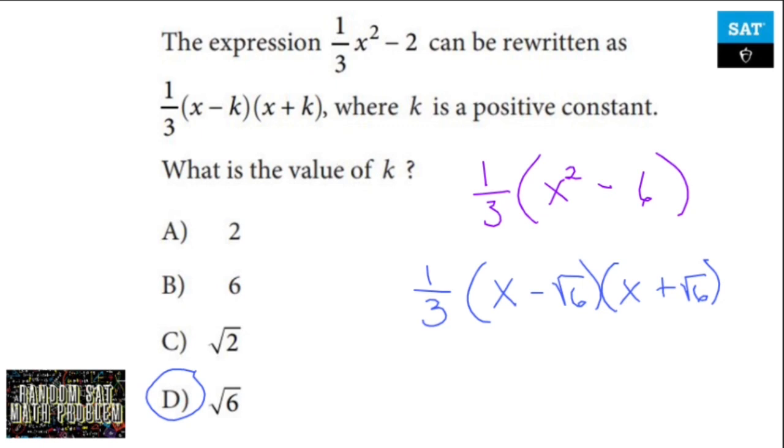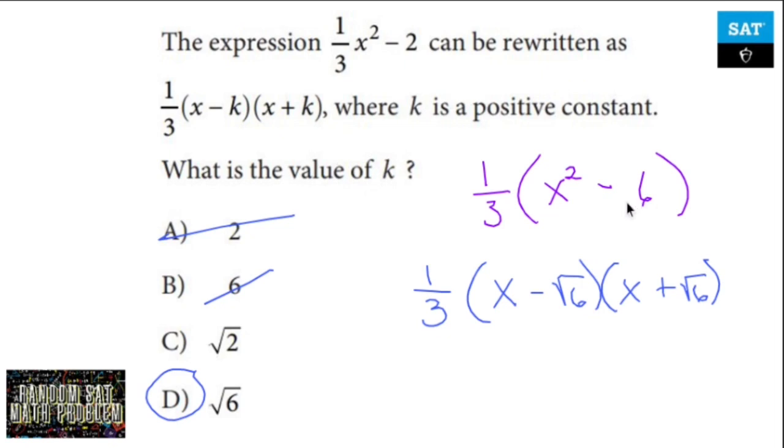Now, a way that you could do this is to pretend that k is 2, FOIL that out, multiply it by a third, and find out that I'm wrong. Then pretend that k is 6, FOIL that out, multiply by a third, and find out that I'm wrong. You can. That'll take some time, and maybe that time will be longer than doing it the way I did. But again, two different ways of doing it.